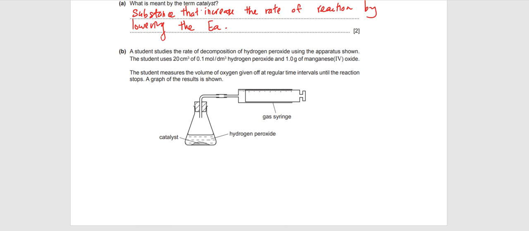A student studies the rate of decomposition of hydrogen peroxide. Using the apparatus shown, the student uses 20 cm³ of hydrogen peroxide and 1 gram of manganese peroxide. This information is very important. The student measures the volume of oxygen given off at regular intervals until the reaction stops.